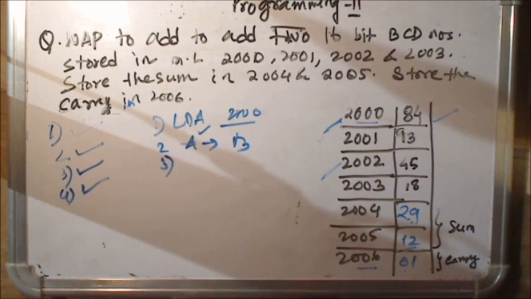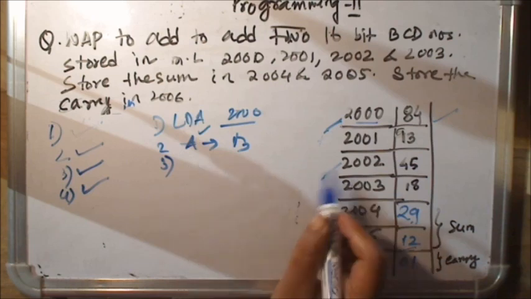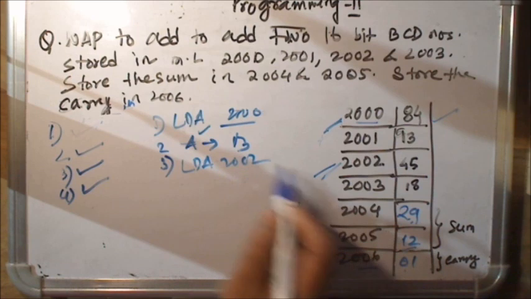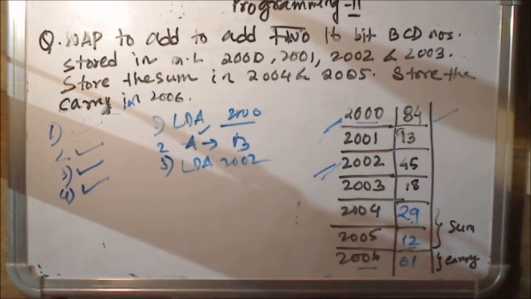In the third step, what will we do? We will take the second number into A. The second number, which was stored in 2002, we will take from 2002 using LDA.